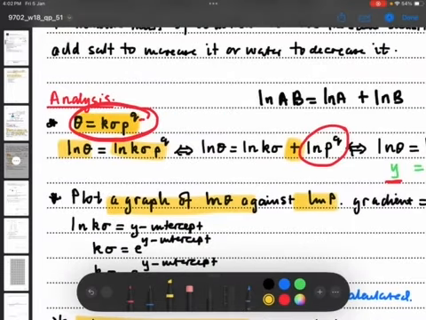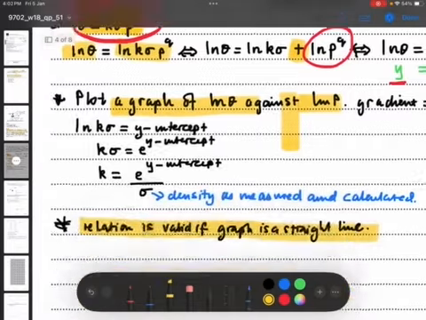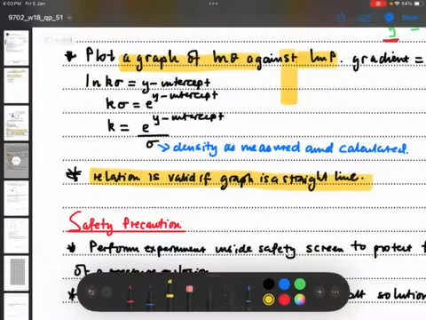If the graph that we draw is a straight line, you see, because now if you draw a graph of ln theta against ln p and it is not a straight line, then it means that that relationship is not valid. The relationship theta is equal to k sigma p to the power of q. That relationship is not correct if the graph is not a straight line.